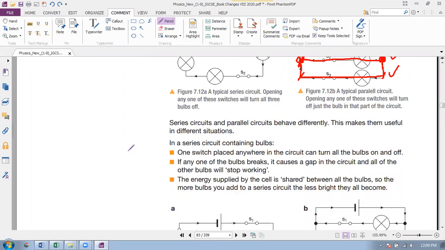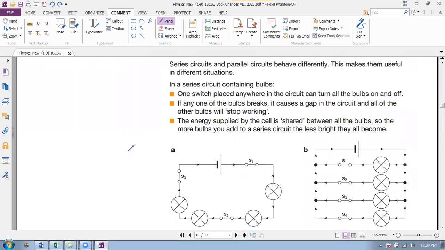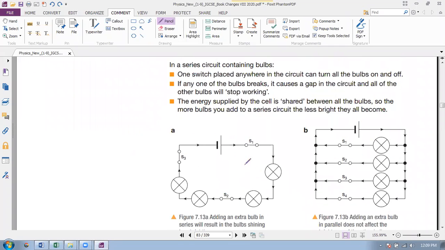Now we can get some other properties of series circuits and parallel circuits. This is a simple series circuit and this is a parallel circuit, and it has 4 branches. In a series circuit, one switch placed anywhere in the circuit can turn all the bulbs on and off. It's a very important one. In a series circuit, one switch is enough. Here there are 3 switches. It's not necessary. One switch placed anywhere in the series circuit can turn the bulbs on and off.